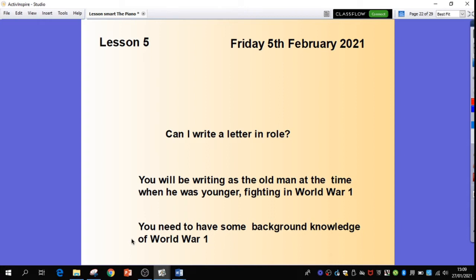You're going to be writing as the old man at the time when he was much younger, when he was fighting in World War One. So it's that clip where you saw him with the army uniform on when he was a medic. But to do this effectively, you're going to need some background knowledge of World War One.